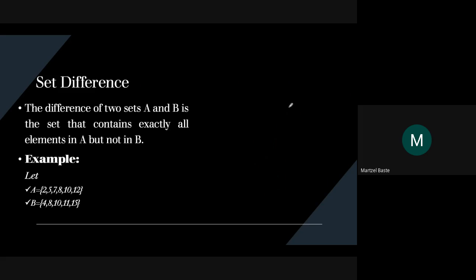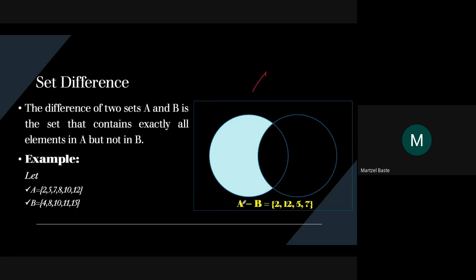Next, set difference. What is set difference? It is like minus. You subtract one set from the other set, meaning you remove all the elements in a set. In subtraction we call the numbers the minuend and the subtrahend, and the outcome is the difference. So A minus B means you remove the elements in A which are also in B.